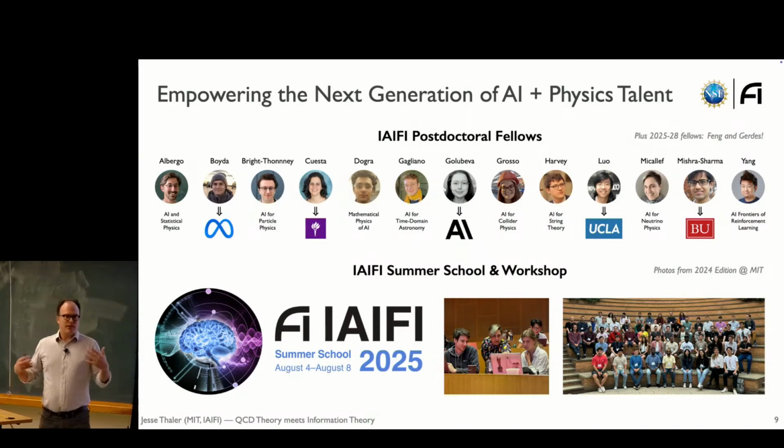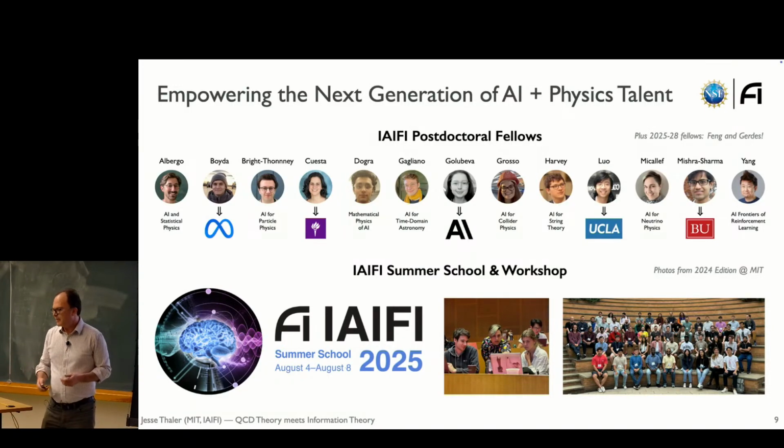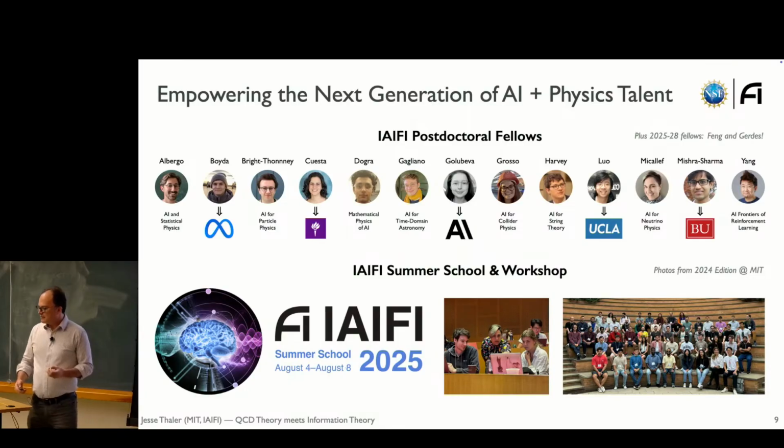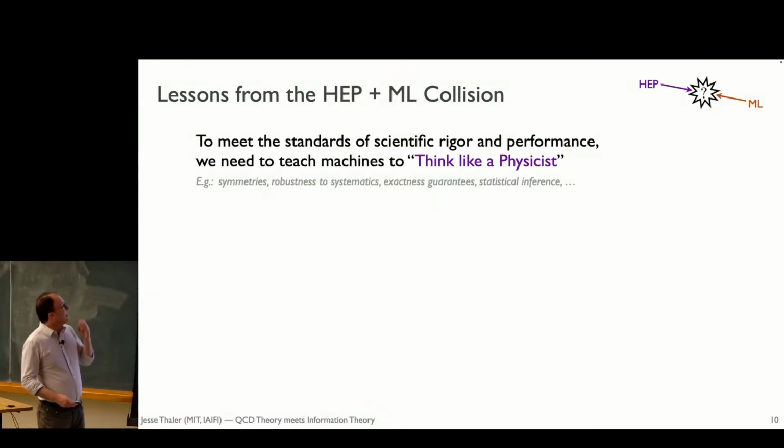And through this institute and through my own research, I'm realizing that there really is this two-way street between machine learning strategies and my own field of particle physics. So in the context of high energy physics, it seems important to teach machines to think like a physicist, to meet the standards of scientific rigor and performance that we expect. And I could give you a whole other talk about how you can embed, for example, symmetry principles into neural networks or bake in certain uncertainty guarantees into neural networks. And that's teaching the machines to do what we already do as physicists. So that would be a fun talk to give.